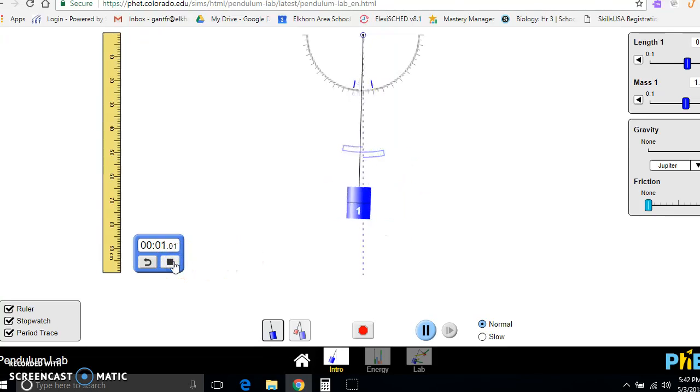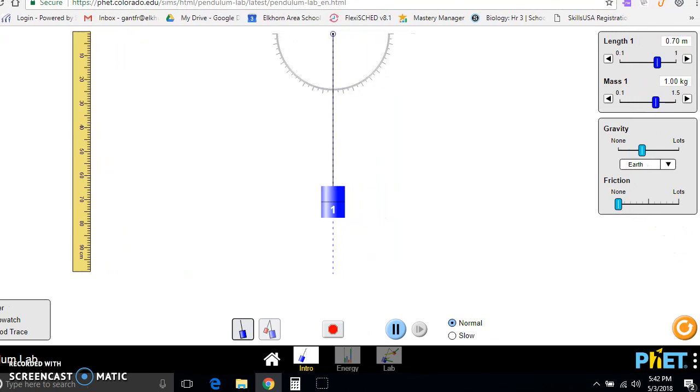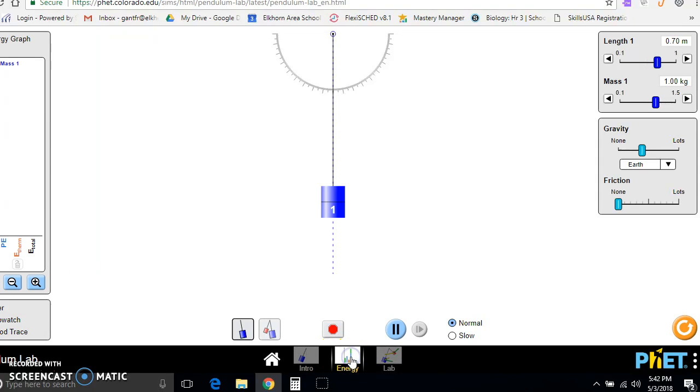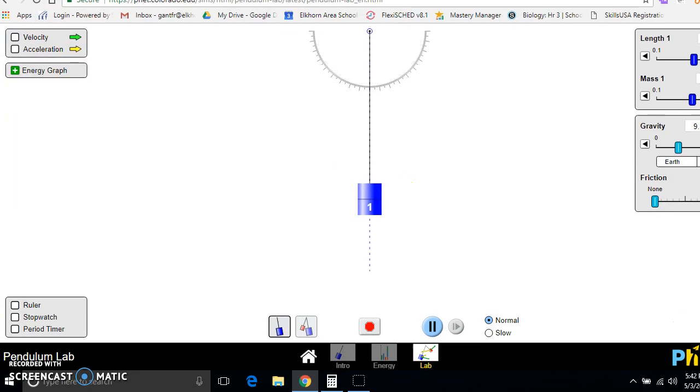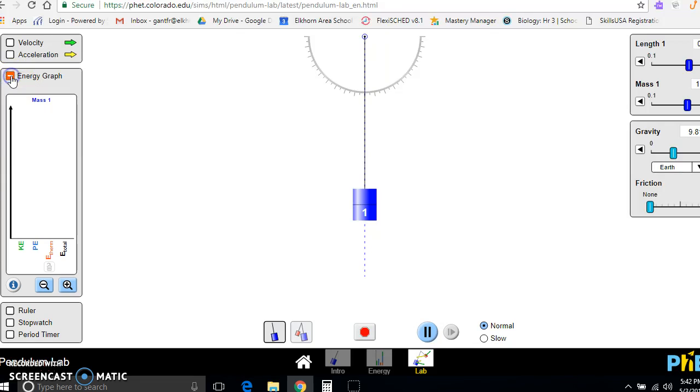We can actually also get that there. You can change your length and see how that impacts. Your mass can change and see how that impacts. Also, we can add some friction to stop it as well. If you want to go into an energy aspect, we can see some energy on it. And if we go into a lab, we can see the energy graph change the period.